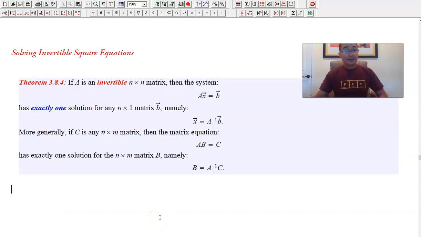All right, so in this theorem, we are actually going to see why the inverse of a matrix is useful, or at least what is one possible use for the inverse of a matrix. Well, it shouldn't be a surprise that you can use it to solve a system of linear equations. So, if A is an invertible n by n matrix, then the system AX equals B has exactly one solution for any n by 1 matrix B.